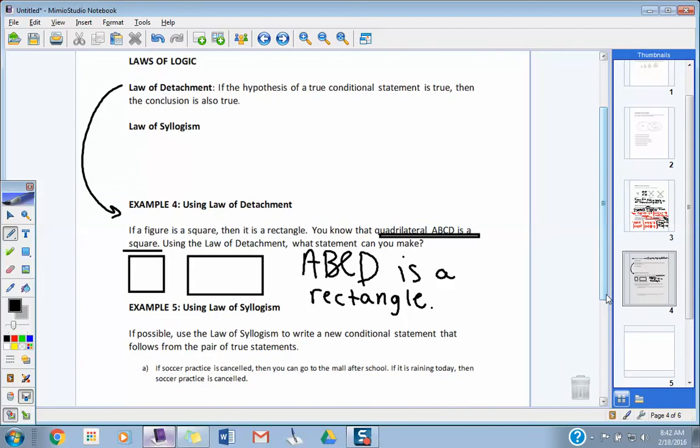Okay, so law of detachment. Are you okay with that? If something, then something, and then all of a sudden, here's a quadrilateral ABCD, it's a square. And by this rule right up here, all squares are rectangles.